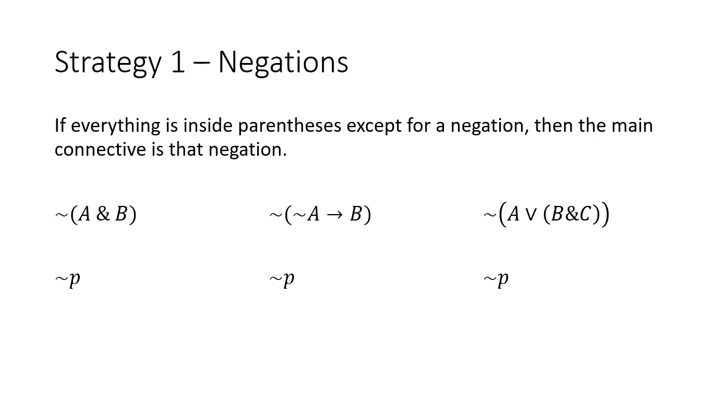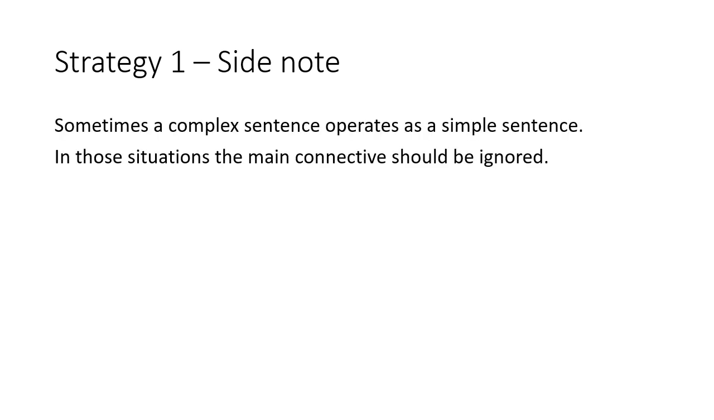We should end here with this first strategy: sometimes the main connective is just really not going to be important. There are some situations where you should understand a complicated sentence just as a P.